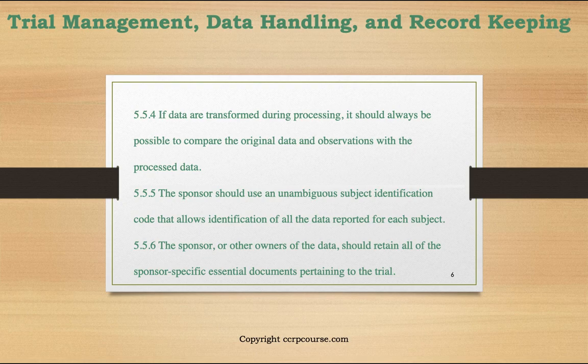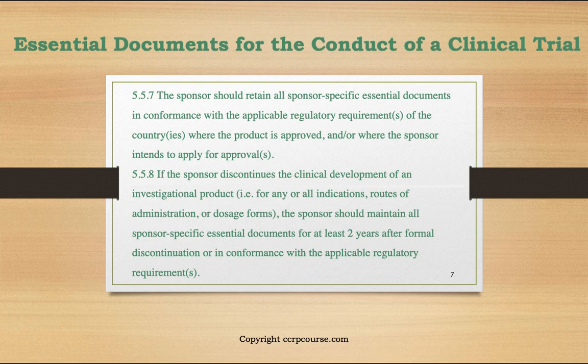Section 5.5.4, if the data are transformed during processing, it should always be possible to compare the original data and the observations with the processed data. Section 5.5.5, the sponsor should use an unambiguous subject identification code that allows identification of all the data reported for each subject. In Section 5.5.6, the sponsor or other owners of the data should retain all of the sponsor-specific essential documents pertaining to the trial.